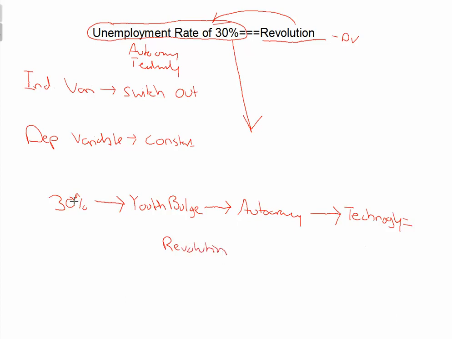So the independent variable again here is the unemployment rate, and then the intervening variables here and here and here were what led to the revolution. Now, how you test this is you would look at other cases where there might have been a youth bulge, an autocracy, and a widespread new technology, yet no revolution. And then you would also look at other things and say, hey, you might have had a 30% unemployment rate, and no revolution unless you had these three things.